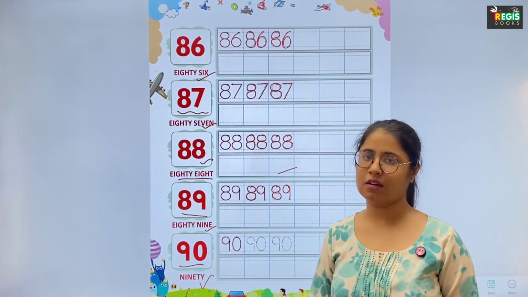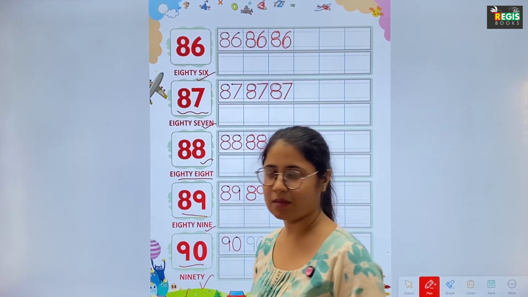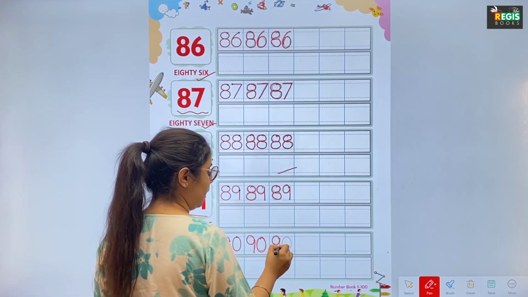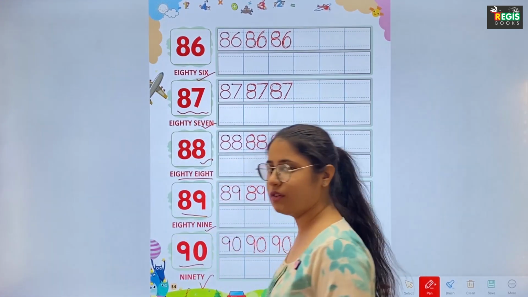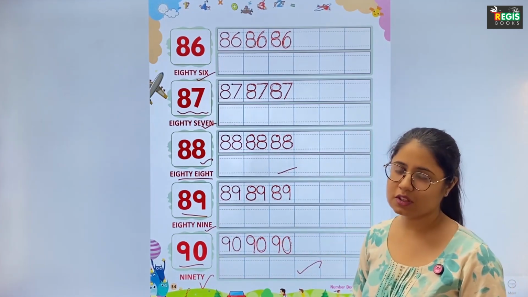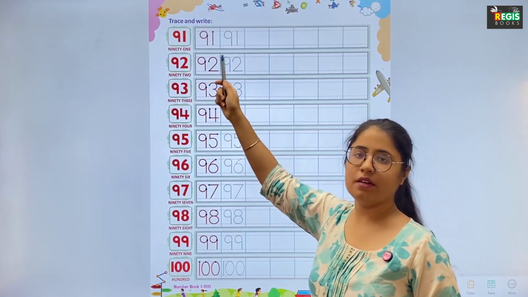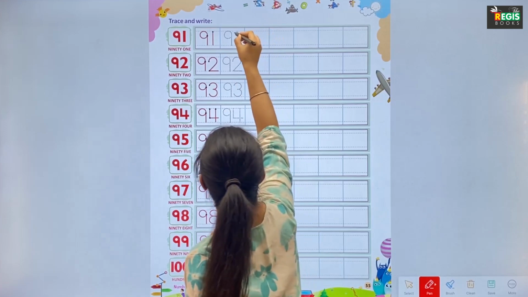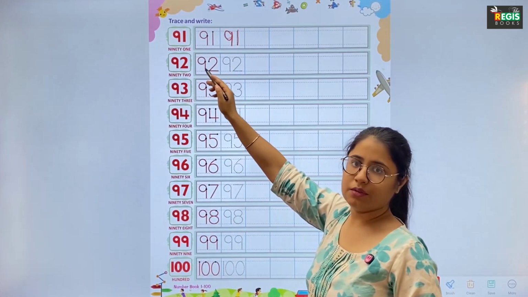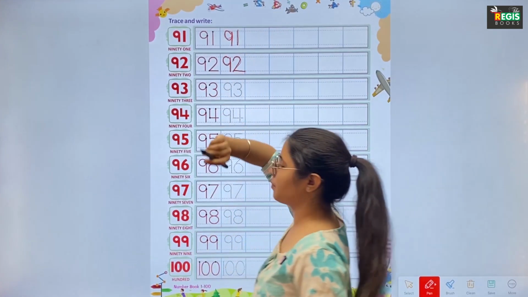90. By writing 9 and 0 together. Let's trace with me. 90. So kids, now you will write the number 89 and 90 in their respective boxes to practice it. Trace and write. 91. 9 and 1. 92. 9 and 2, 92.